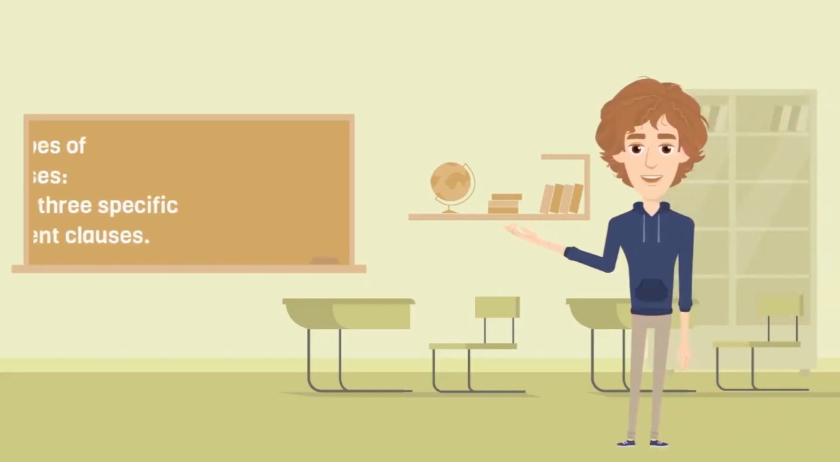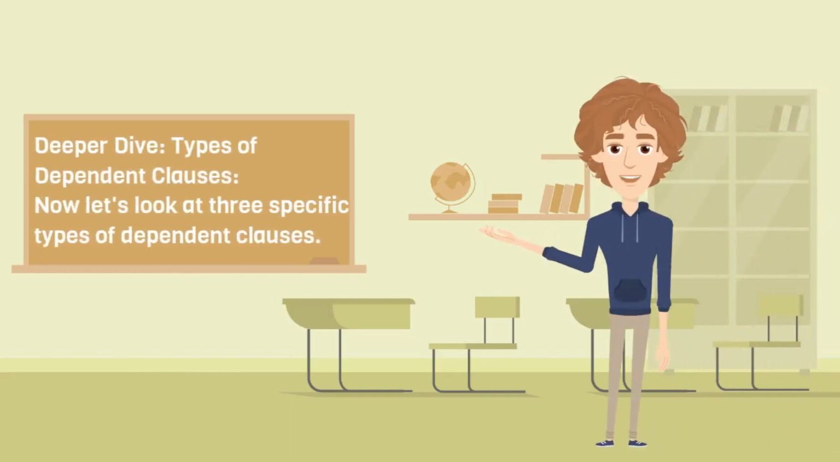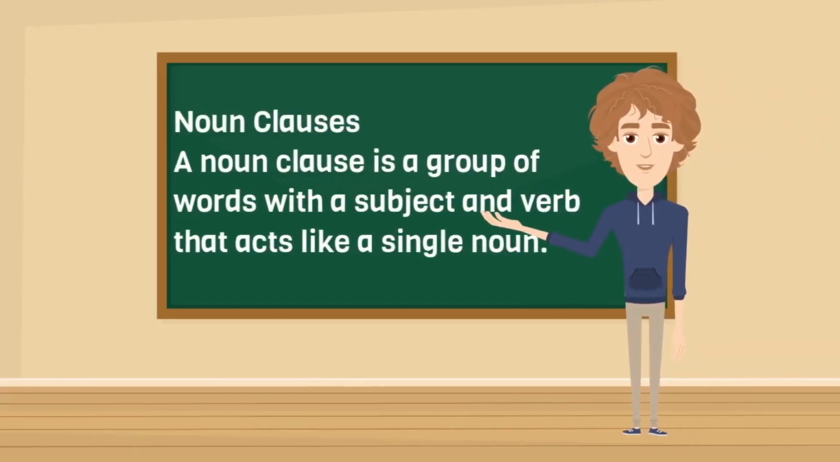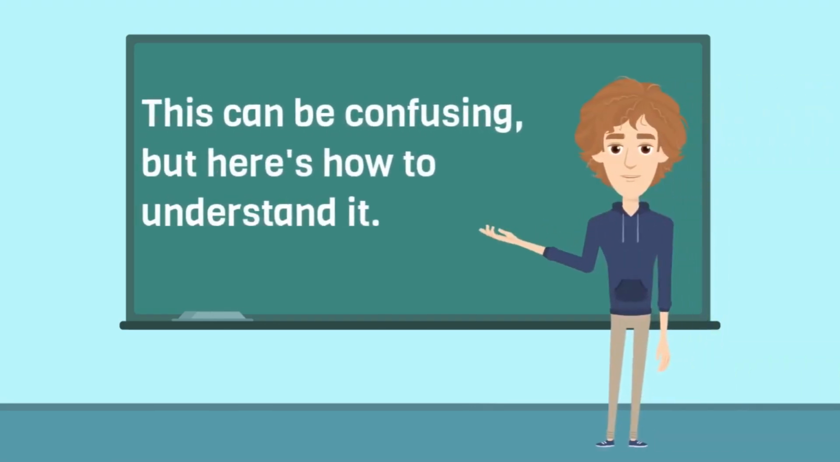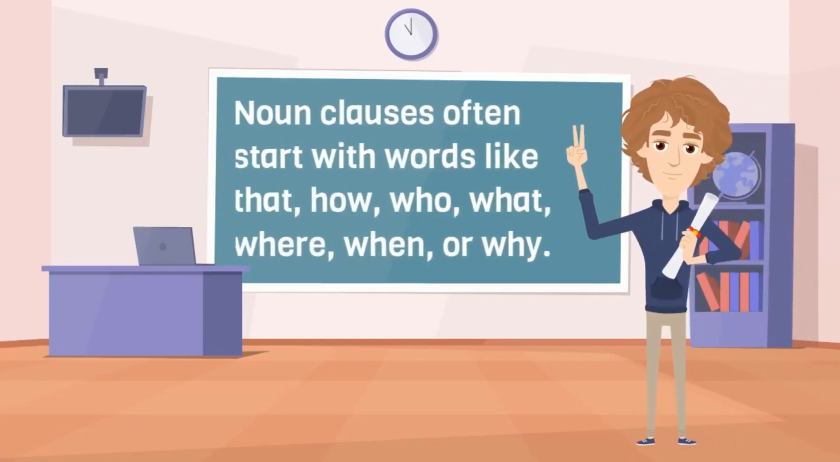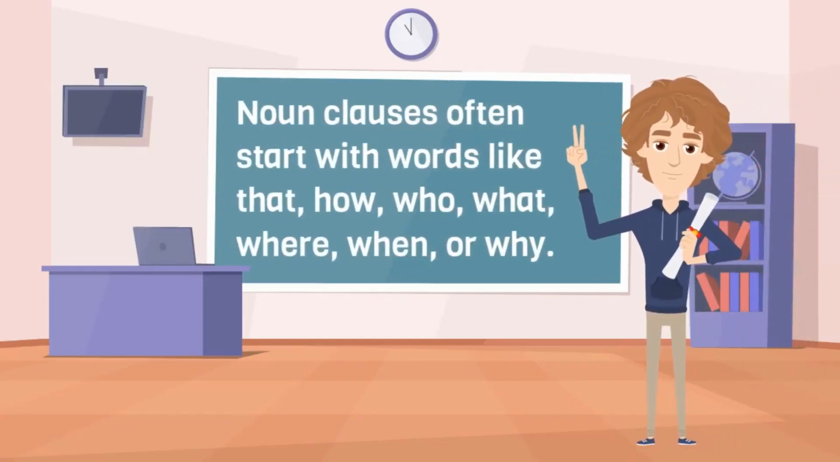Deeper dive. Types of dependent clauses. Now let's look at three specific types of clauses: noun clauses, adverb clauses, and adjective clauses. A noun clause is a group of words with a subject and a verb that acts like a single noun. This can be confusing, but here's how to understand it. Noun clauses often start with words like that, how, who, what, where, when, or why.